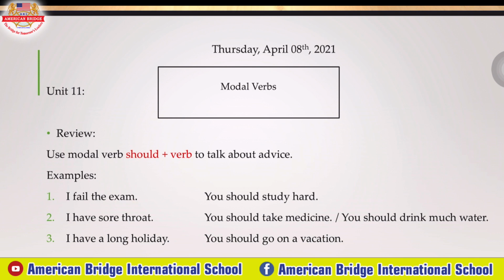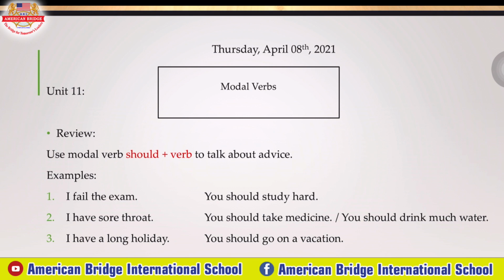Number 1, I failed the exam. So when you fail the exam, you should study hard. You should study hard is the advice, right? So here we use the word should to talk about the advice. Number 2, I have a sore throat. So the advice is you should take medicine, you should drink much water.